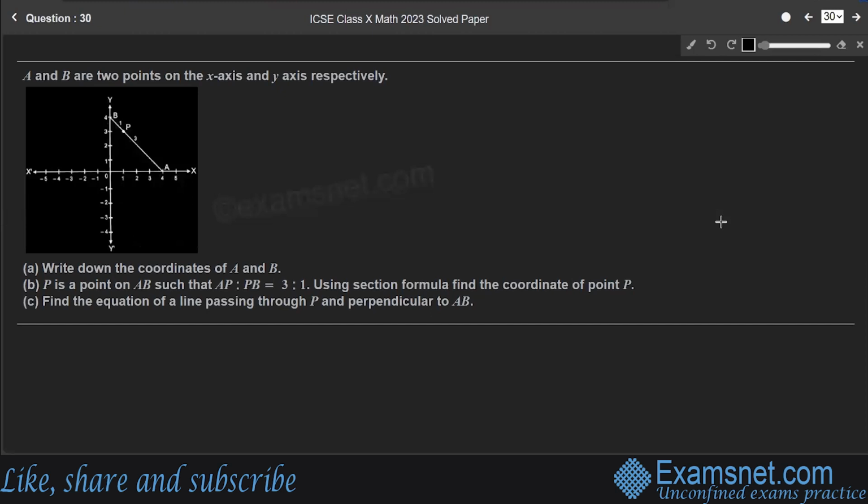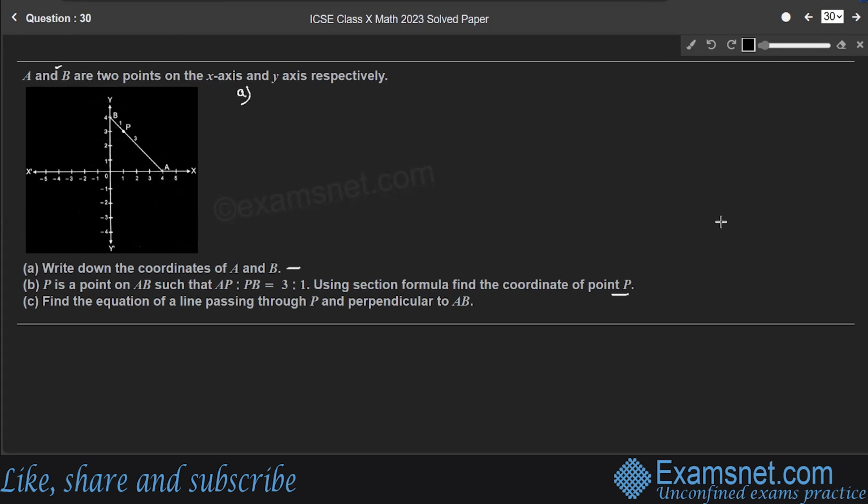Question 30. A and B are 2 points on the x-axis and y-axis respectively. So write down the coordinates of A and B. And the second question is, P is a point on AB such that the ratio AP to PB is 3:1. Using the section formula, find the coordinates of point P. The third question is, find the equation of the line passing through P and perpendicular to AB. So let us take one by one.